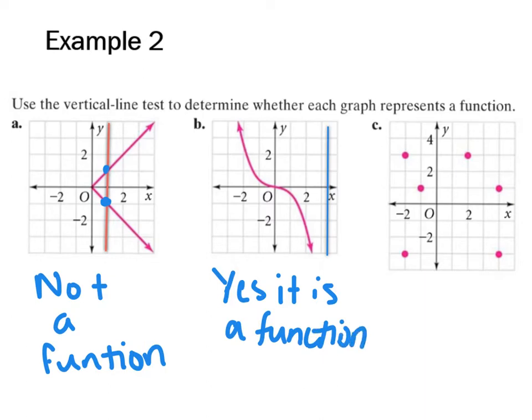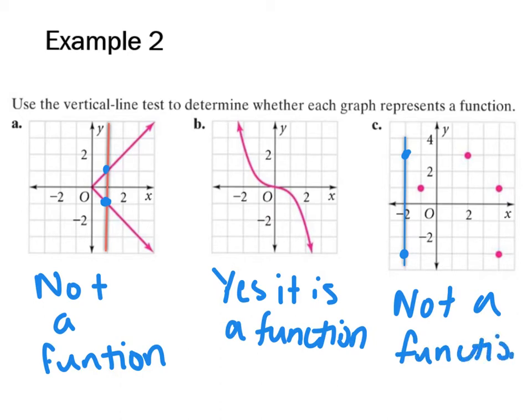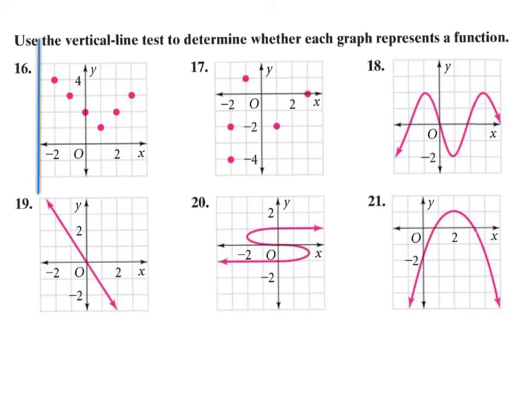For the last example, if I were to move my vertical line through, when I hit this first spot, I'm passing through it twice. Since it's passing and touching the vertical line twice, no, it is not a function. In these next examples, we're going to do the same thing. So for my first one, if I move my vertical line through, it only touches once at each point. So this would be, yes, it is a function.